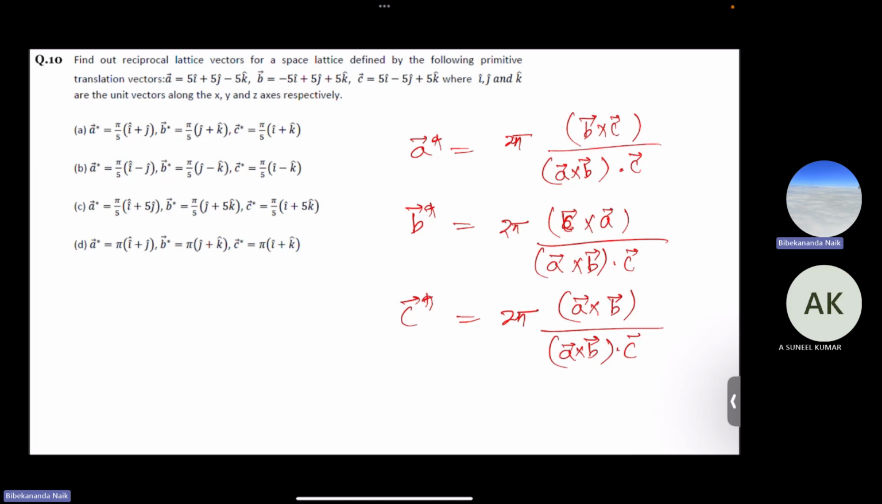So these are the formulas for calculating the reciprocal lattice vectors. If you use those formulas and put in the values of A vector, B vector, and C vector, you can easily calculate the correct answer. So please calculate and tell me. Also, there is another trick to solve this type of question, which I will definitely tell you. But first, just calculate which is the correct option out of these four options.